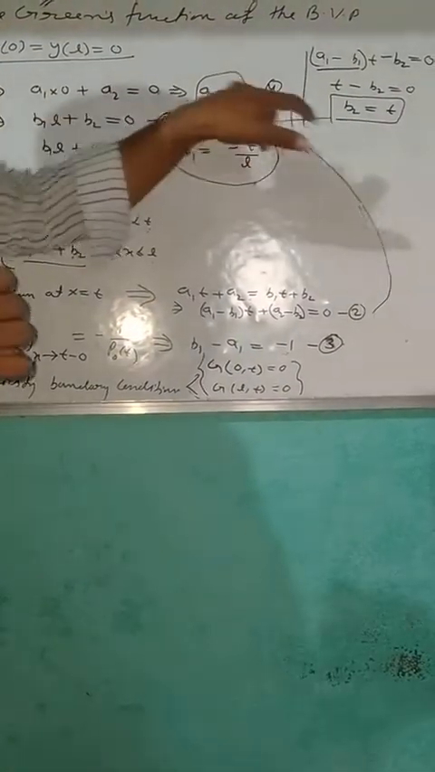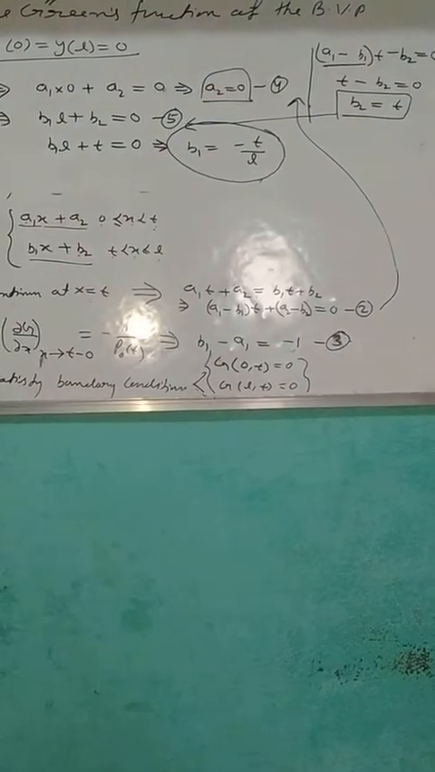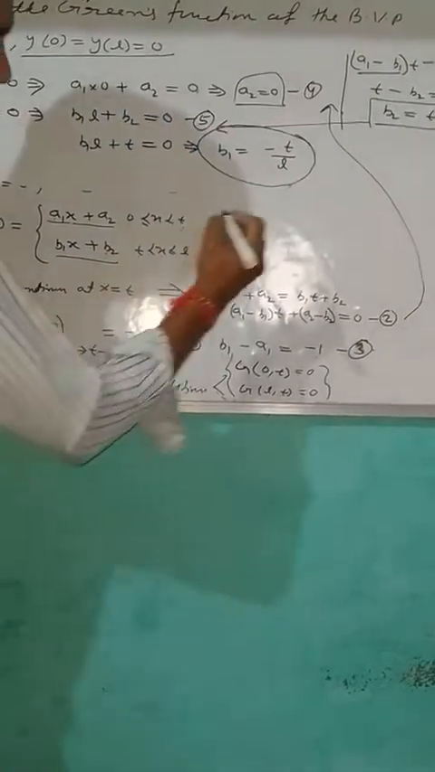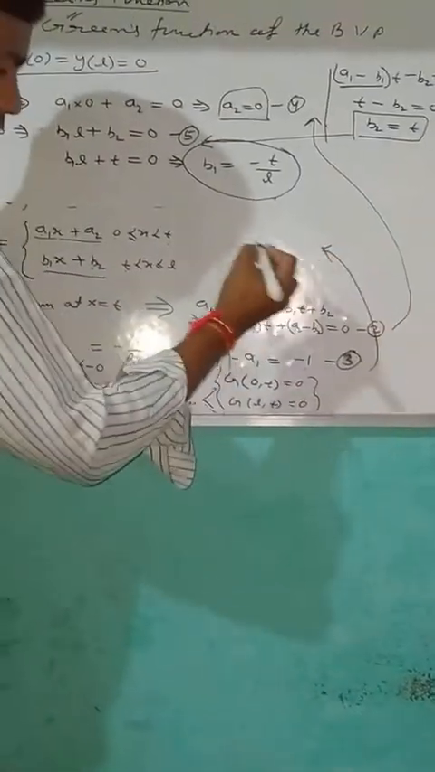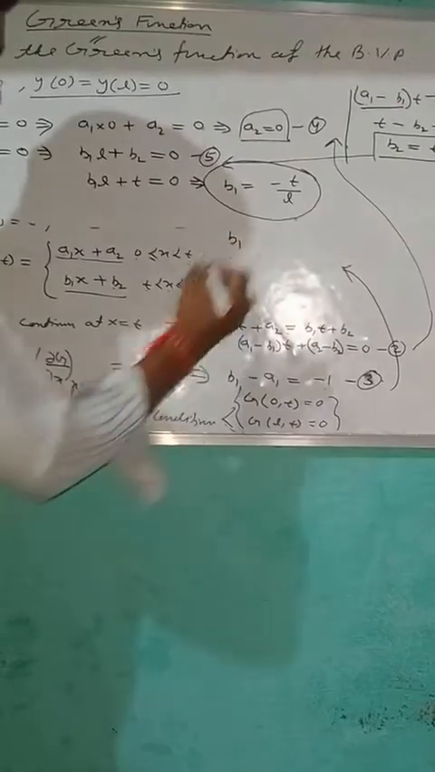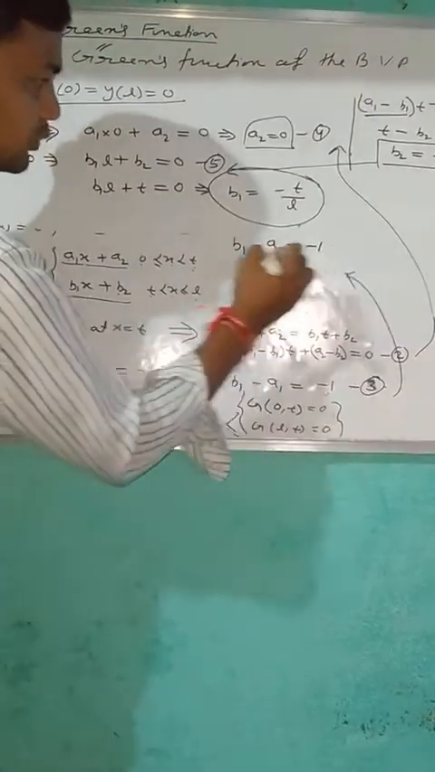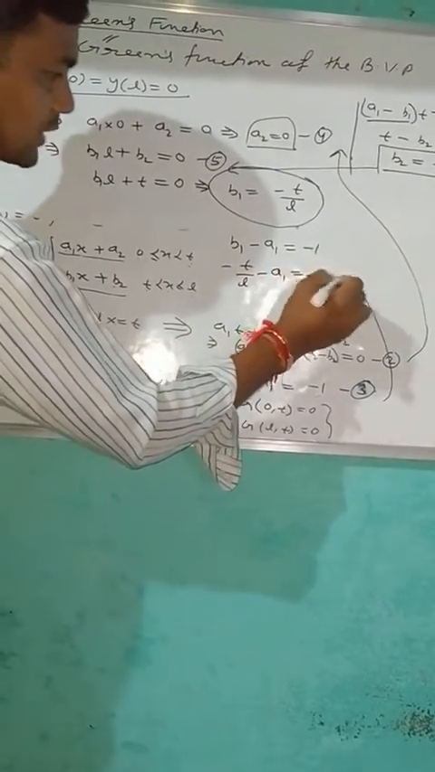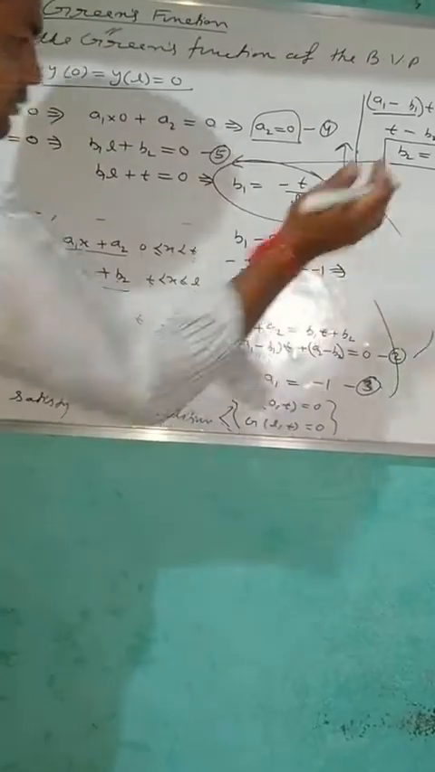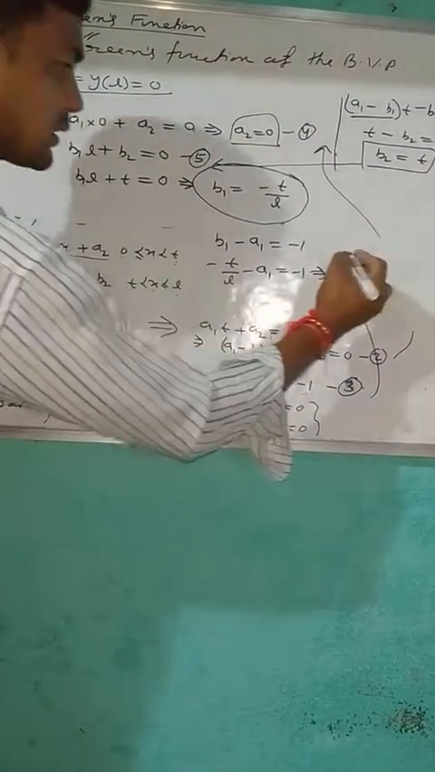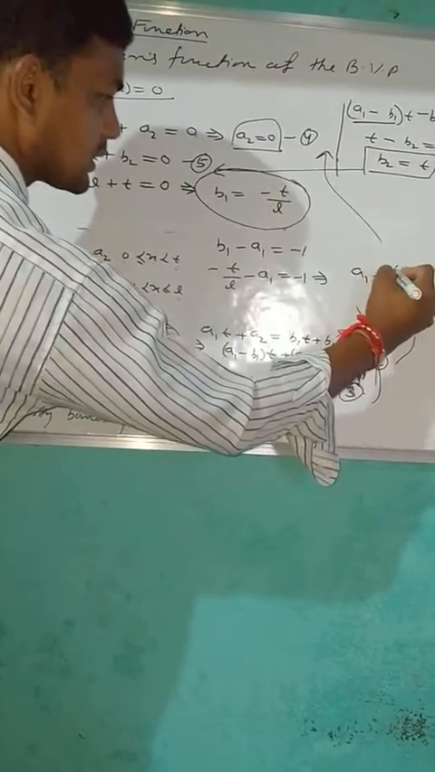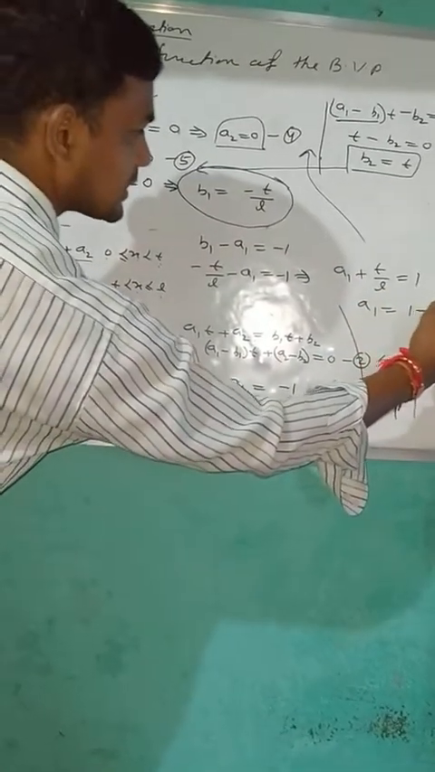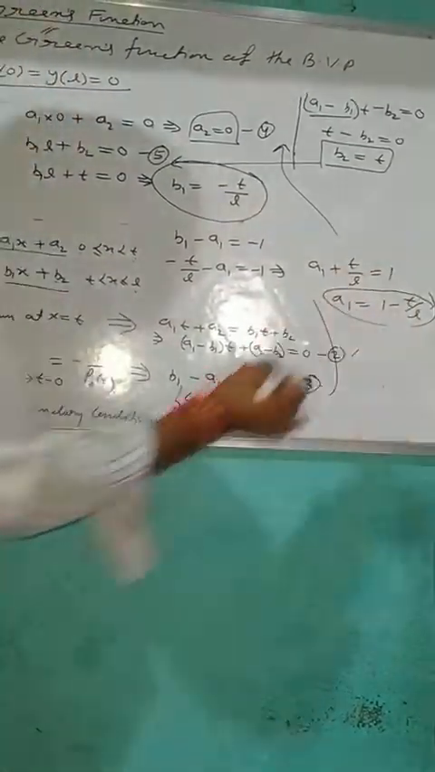We have the value of b1, b2 and a2, and now we can find the value of a1 from equation number 3. From equation number 3, b1 minus a1 equal to minus 1. This is minus t upon L minus a1 equal to minus 1. It means we can write it a1 plus t upon L equal to 1, a1 equal to 1 minus t upon L. This is the value of a1.